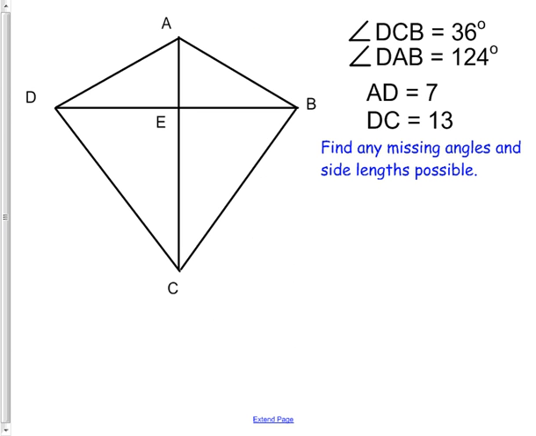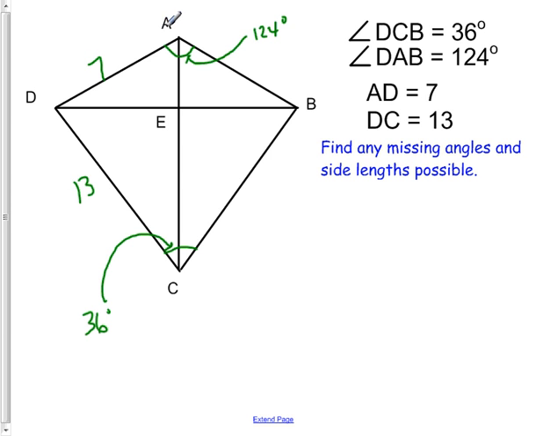So I've got an example here, and I want to see if we can fill in the missing angles and sides based on what I just showed you. So let's label this stuff. Angle DCB is 36. So what I mean is this angle down here, the whole thing is 36. So I'll just draw an arrow to it. I'm talking about the whole angle being 36 degrees. And then the top angle up here is 124. It also tells us that AD is 7 and DC is 13.